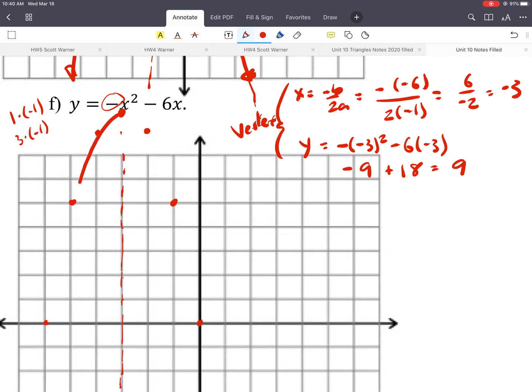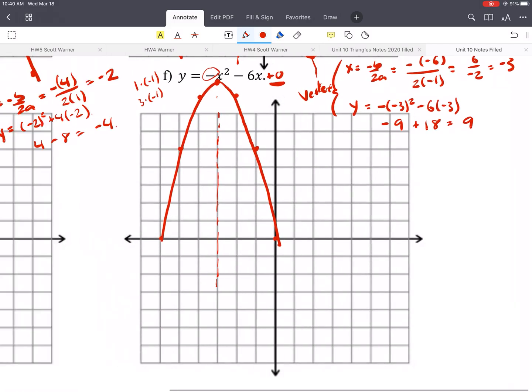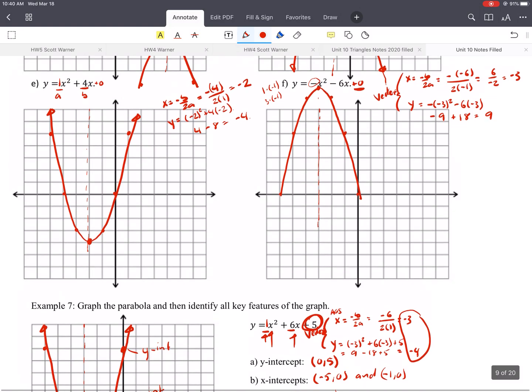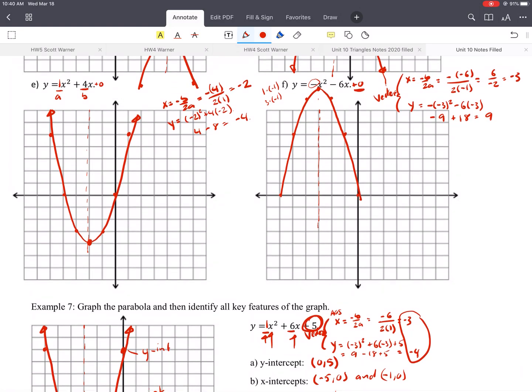Okay, something like that. And again, you can always check your answers for standard form because this would be plus 0, which tells us that's our y-intercept, which is what we got. Okay? All right, I think that's about it. So that covers that. If you have any other questions, please let me know.